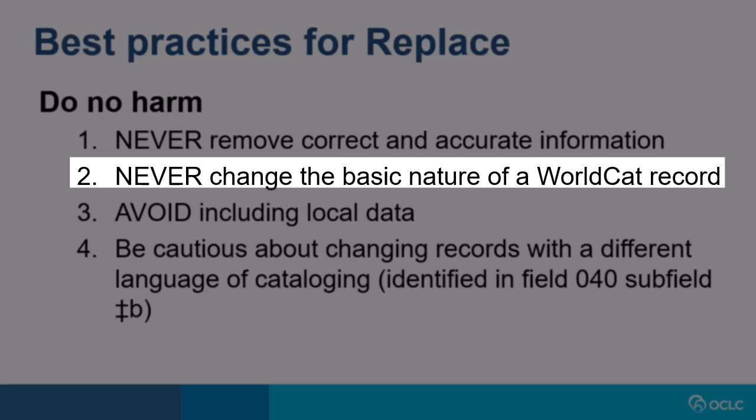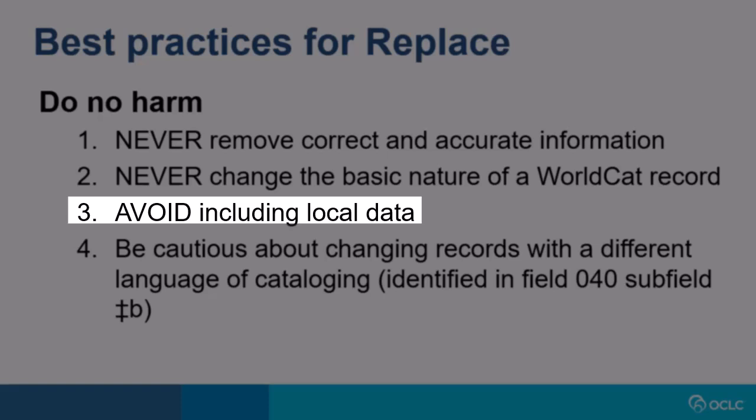Also, never change the basic nature of a WorldCat record. For example, you would not change the format of a WorldCat record. If you don't find a record in WorldCat for the format you have, you should instead create a new WorldCat record. Next, avoid adding local data since the WorldCat record is used by many other institutions. Rather, you can add your local data and then simply export the record without replacing it.